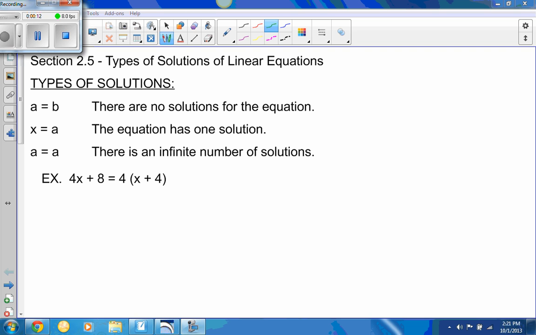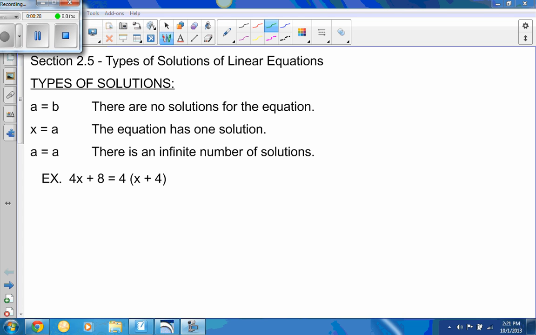Now there are 3 types of solutions that we're going to go over. We've already gone through a couple of these. We just didn't necessarily call them these things. But don't let it scare you. It'll be fine. So there are 3 different types.